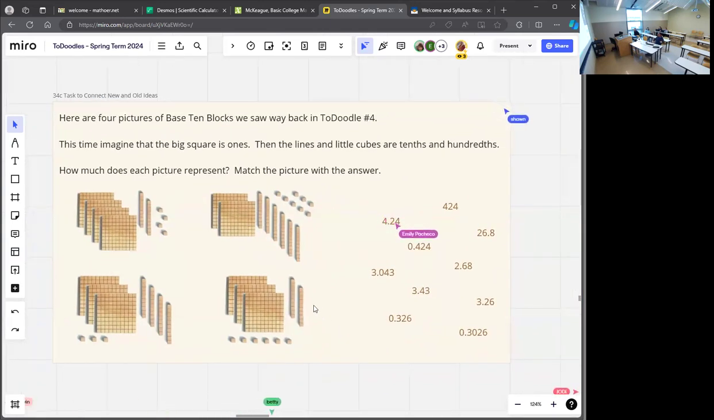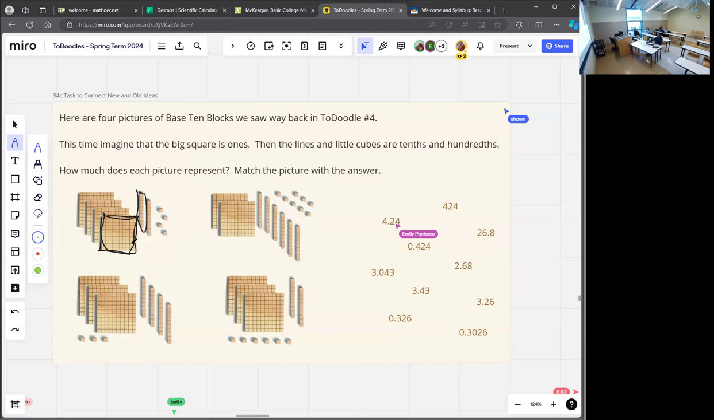When we did the base 10 blocks in the beginning of the term, we said that these little blocks count as one. So that would be 1, that would be 2. If I circled that, that would be 12. But now we're doing decimals. So we're going to say that one of these squares counts as 1. So that's a whole. The line is now a tenth, because if you put 10 lines next to each other, you would get a whole square. And then how much is the little block by itself going to be?